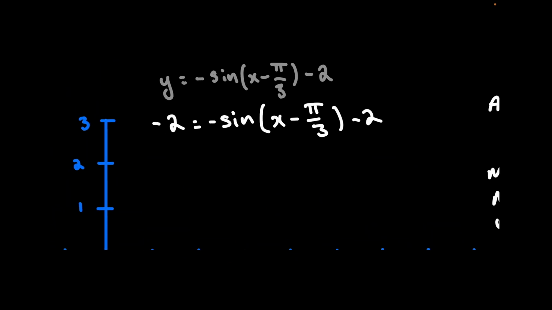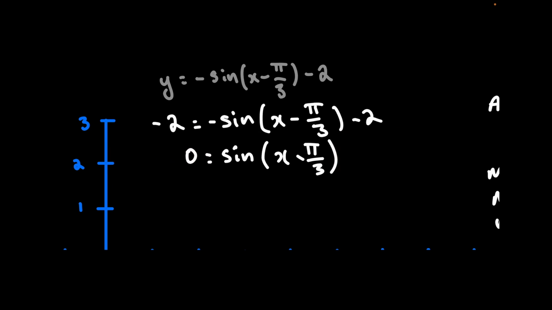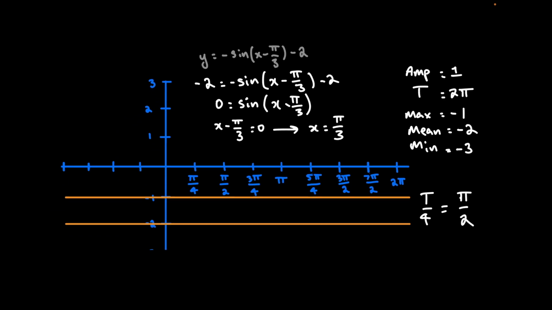Okay, let's now solve for this equation. We can add 2 to both sides, and if we add 2 to both sides, we get 0 equals minus sine of (x take pi on 3). We can also times both sides by -1, in which case this negative will go away. And so now we can solve for this value here. We know that sine of 0 degrees is the same as 0. Okay, so in other words, we're saying that x take pi on 3 is equal to 0, in which case x is simply equal to pi over 3. So when x equals pi over 3, that's when we start.